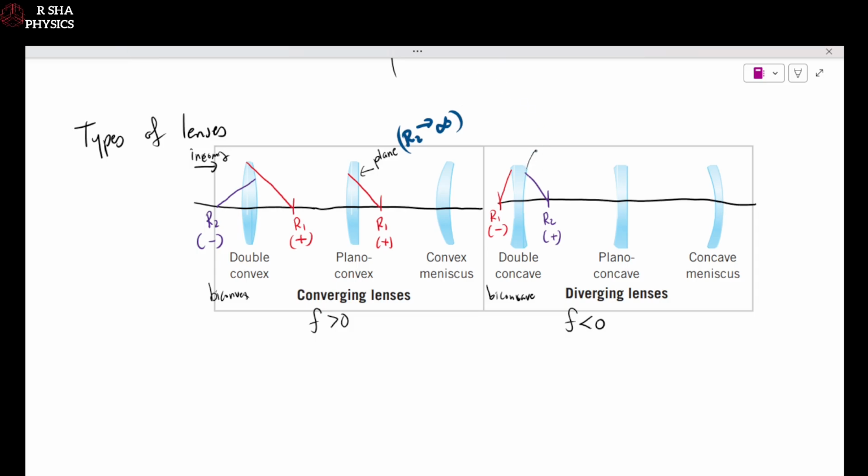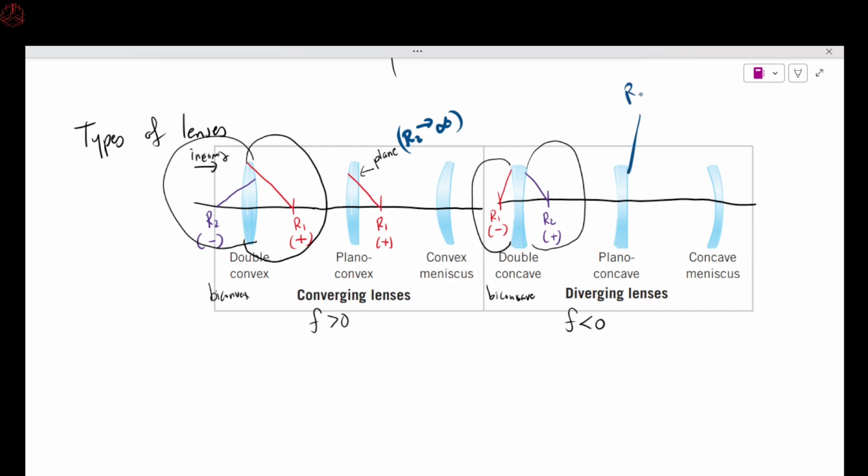Because the second surface is going to form a circle here, and the first surface is going to form a circle here. Quite the opposite. On the other hand, for the double convex, the R2 is going to form over here. And then again, for the plano concave, I have R2 approaching infinity, and then I have R1 here to be negative.